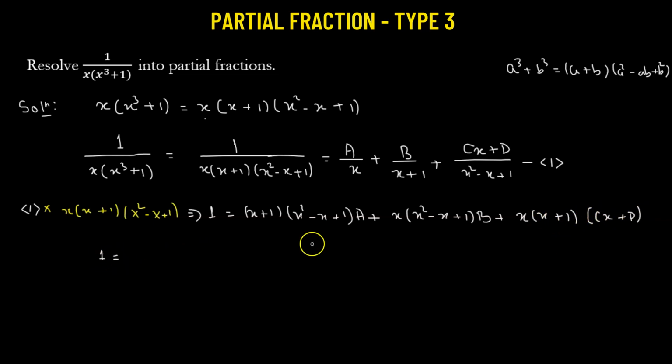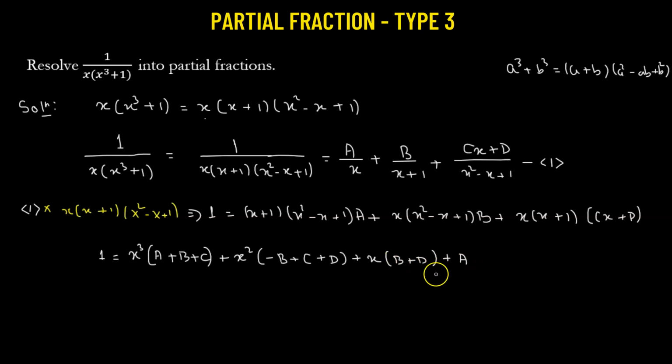On the next step, we will combine all the like terms. The highest power of x will be x cubed, which will have a coefficient A plus B plus C, followed by the next lower power, x squared, which has a coefficient negative B plus C plus D. Then we have x, and the coefficient of x is B plus D. And we are left with one constant, and that is equal to 1.